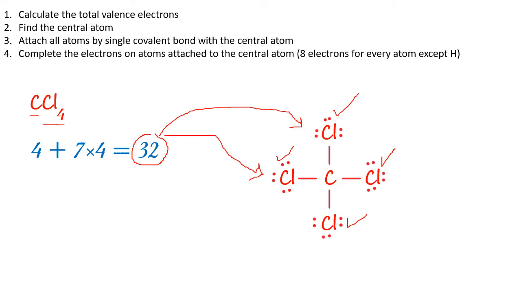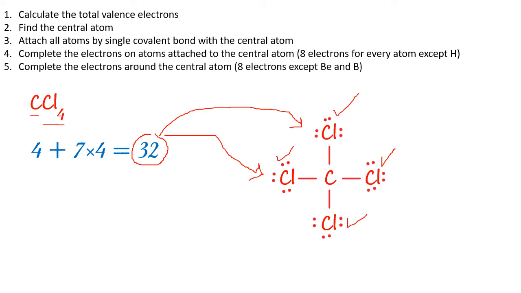Okay, now after this we have to move to step number 5. So what is step number 5? Complete the electrons around the central atom. Now check your central atom. How many electrons are there in the central atom? Now 2 electrons here, 2 electrons here, 2 electrons here and 2 electrons here. So there are 8 electrons in carbon, the central atom. So it is already complete. So this is your correct Lewis structure.